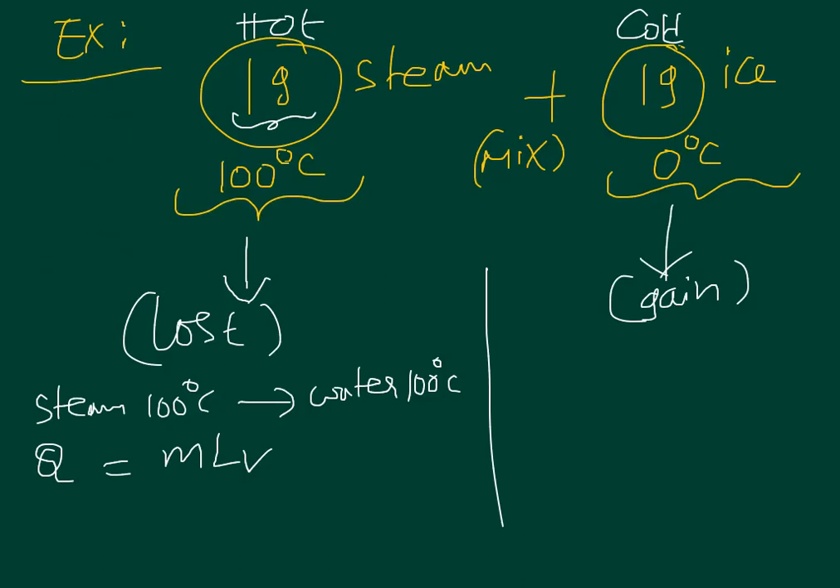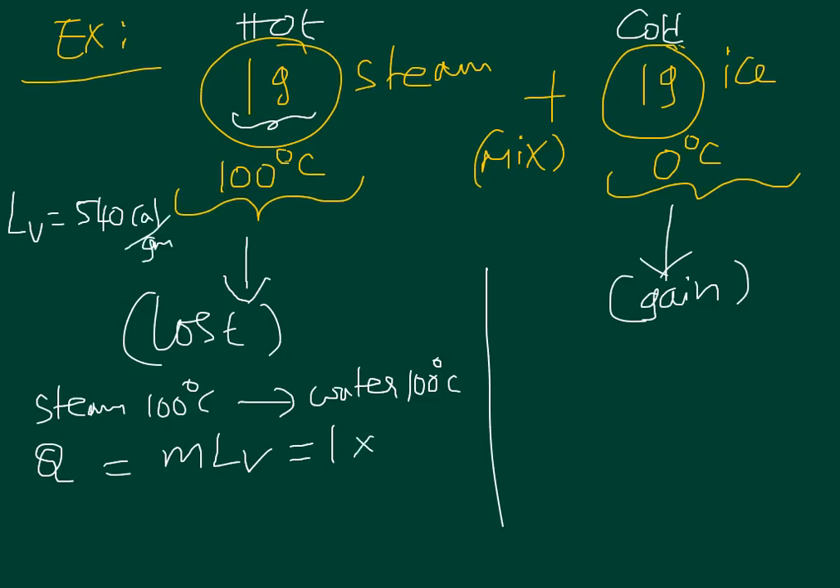Now observe here. Steam at 100 to water at 100 is a change of state, so we use m L V. M we know is 1. L V value you have to remember. Every time, if they don't provide it in the question, you have to remember this: 540 calories per gram.